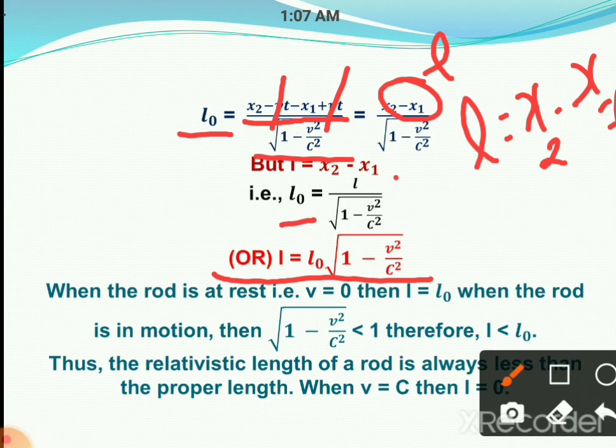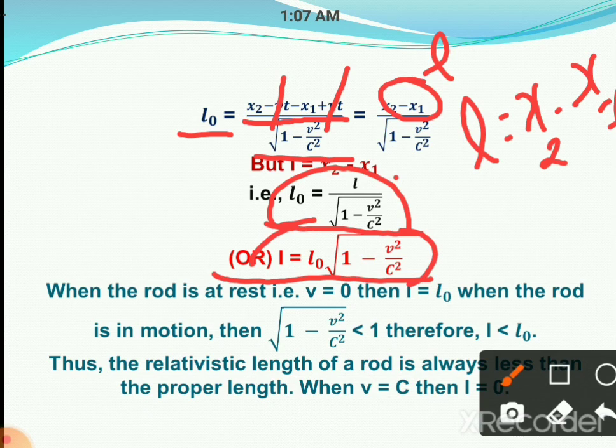This gives the expression for the relativistic length, small l, and L0 is the proper length. So this is the expression for the proper length, and this is the expression for the relativistic length. This formula is very important, because the problems will be given on the basis of this proper length and the relativistic length.